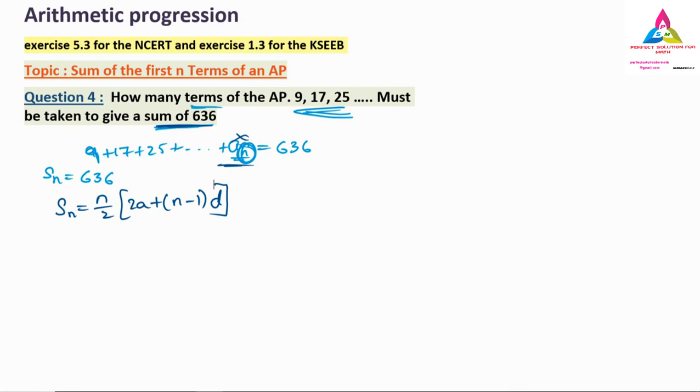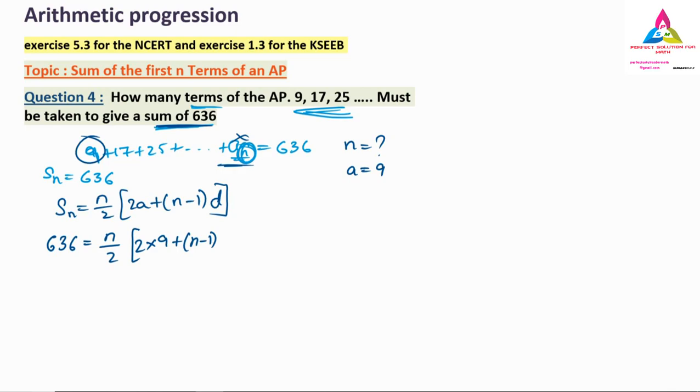What is the next step? We have to substitute the values. The Sn value we know is 636, so I write 636 equals n, which is unknown so we write it as it is, divided by 2, into 2 into a. The a value is the first term, which is given as 9. Plus n minus 1 as it is.